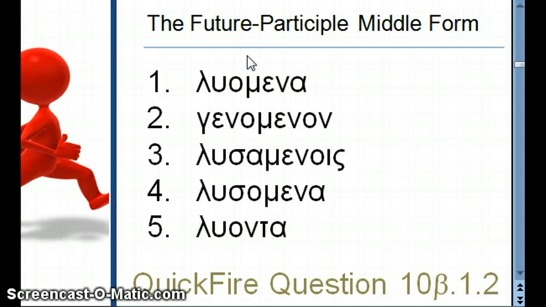Future participle middle form, remember the sexy distractor will always be the first, called the weak aorist or the first aorist, where you end up with sigma plus alpha. So the answer, of course, is number 4.